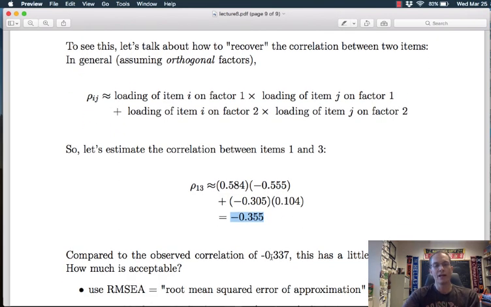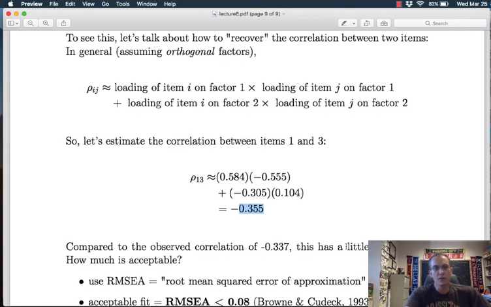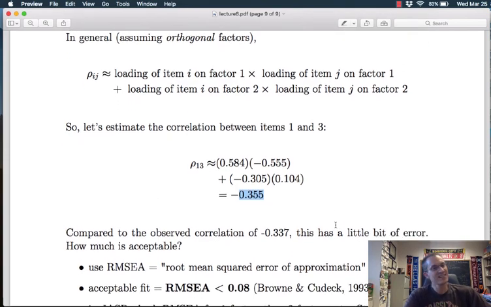Well, the actual correlation, as you'll be able to see in JASP, was negative 0.337. That's different, but that's not surprising because the factor analysis model is an approximation of the data structure. So there's a little bit of error. The question is, how much is acceptable?